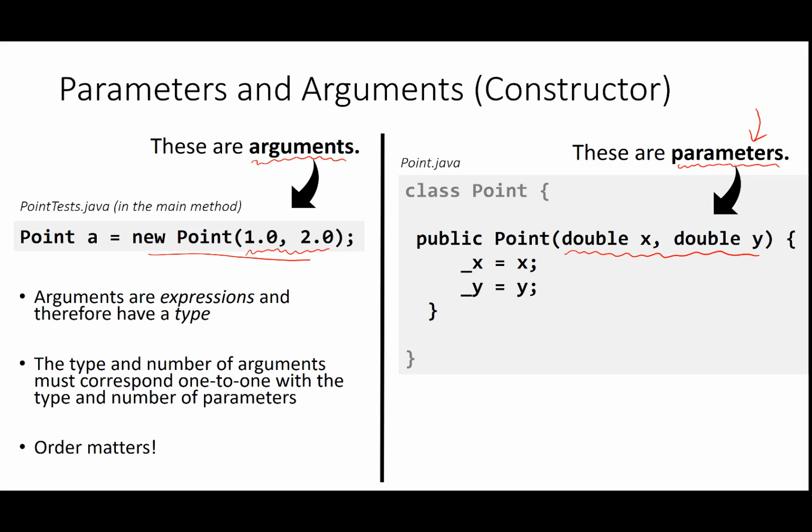And then over here, when we actually make use of that and say, here are the values that we want you to use, 1.0 and 2.0, those are called arguments, right? And so we'll see that arguments are passed to parameters in the next few slides. The type and the number of these matter, and the order matters as well. Notice that if we flipped around 1.0 and 2.0, it would have a very different meaning.